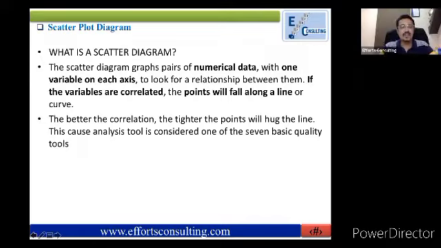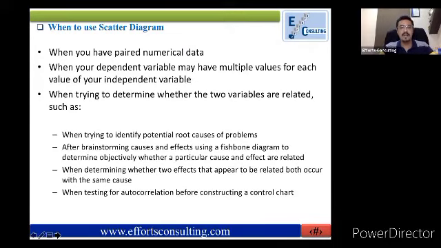So these are the tools which you can use. Now I'm moving further. When to use a scatter plot? When you have paired numerical data, when your dependent variable may have multiple values for each value of your independent variable, when trying to determine whether two variables are related, such as when trying to identify a potential root cause of a problem after brainstorming causes and effects using a Fishbone diagram, to determine whether a particular cause and effect are related or not, then you can use a scatter plot diagram. When two effects that appear to be related both occur with the same cause, then also we can use the scatter plot.